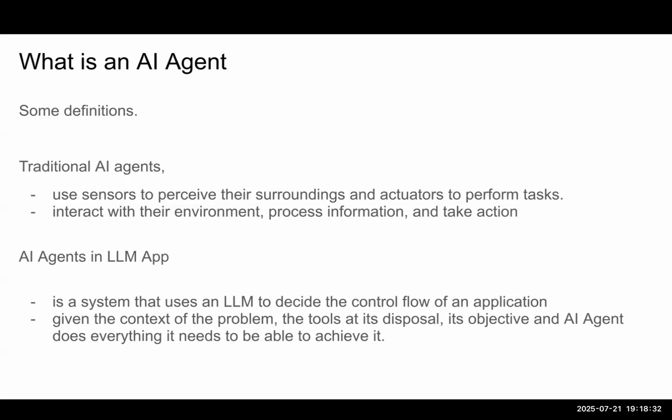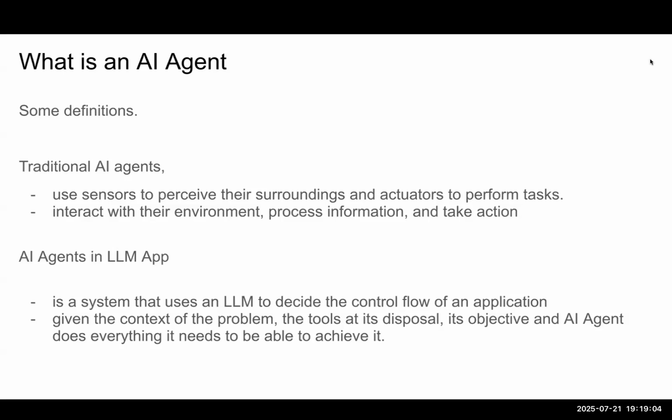Okay, so these are the definitions we see. Traditionally, what is an agent? Agents perceive the surroundings or environment and get some information, and use actuators or sensors. Actuators control the environment and then do some task. That's the traditional definition of an agent. One example is the home robot vacuum cleaner. That is one of the agents, an AI agent.